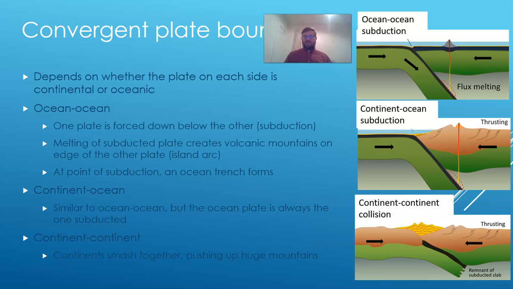And then the subducted plate is getting melted in the asthenosphere. The molten material is lighter. It's going to come back up to the surface. It's going to form volcanoes on the edge of the plate that's not subducting.